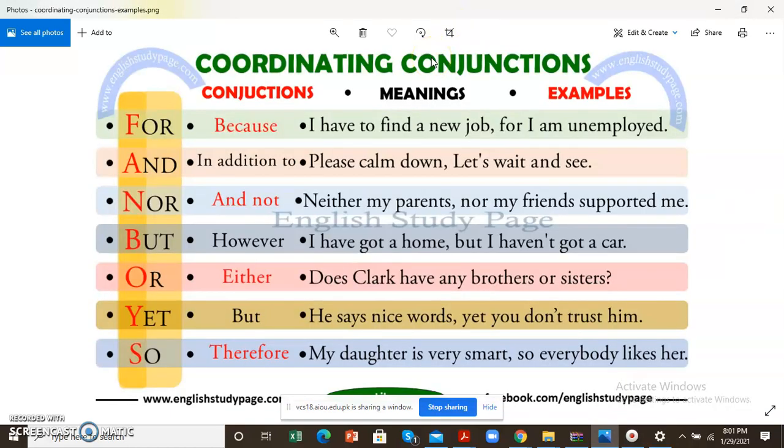Coordinating conjunction examples. Again, similar, but you notice here more examples. Conjunction: because I have to find a job, for I am unemployed, right? And in addition, please calm down. Let's wait and see, right? Use of "in other words", I will take only one. Use of "for example", "yet". He says nice words, yet you don't trust him, right?